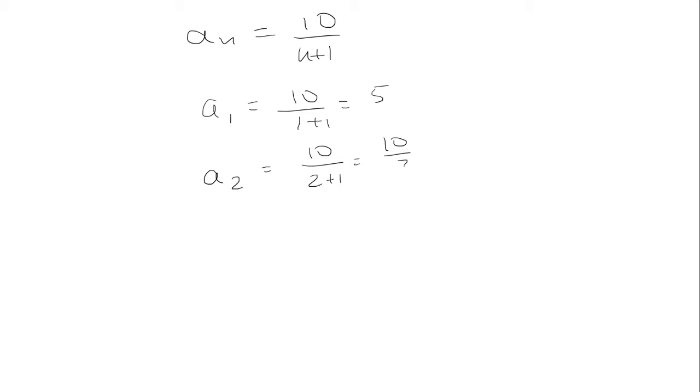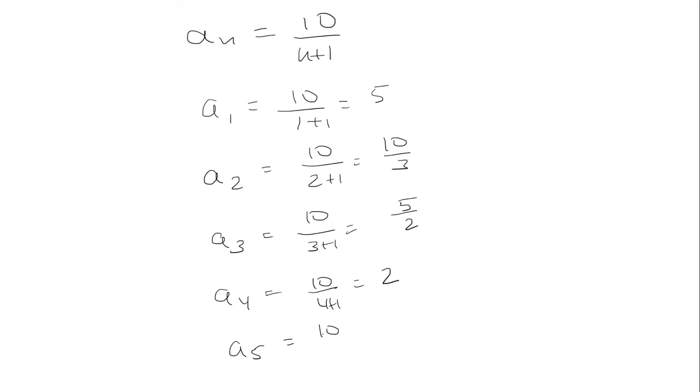We have 10 over 3 plus 1, which is 10 fourths, or 5 over 2. A sub 4 would be 10 over 4 plus 1, which is 2. And then a sub 5 is 10 over 5 plus 1, which is 5 thirds.